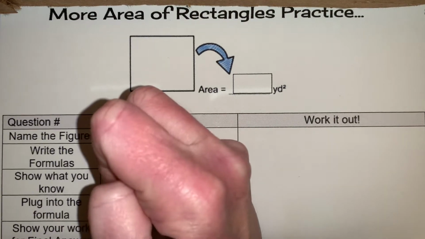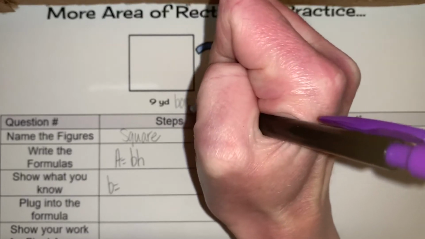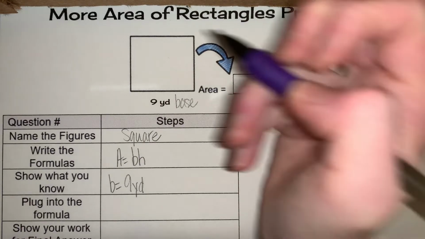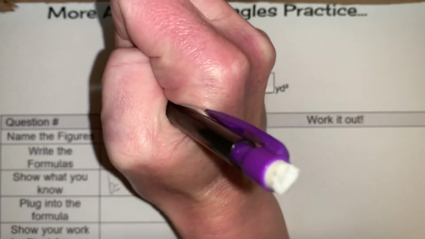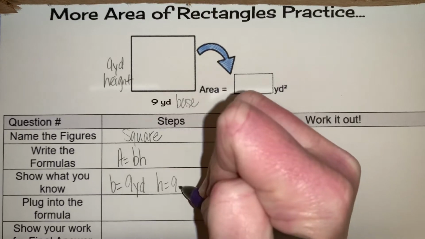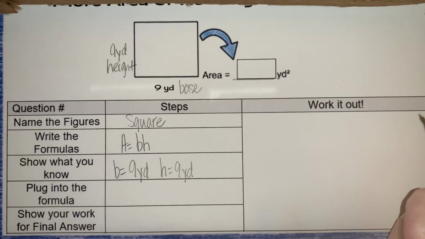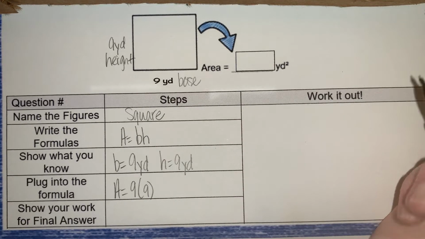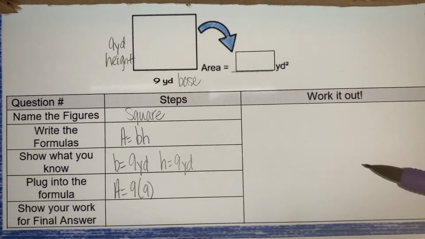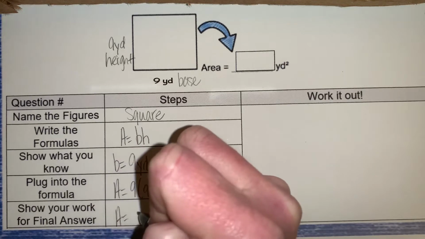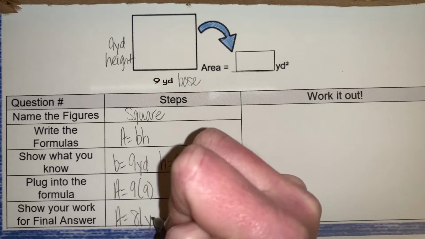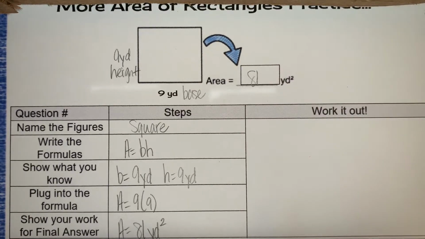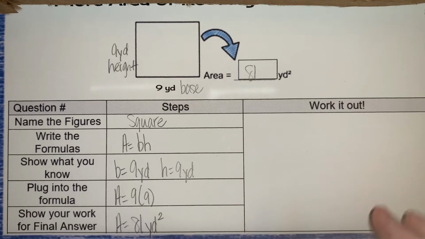When we show what we know, the base, which is this, is 9 yards, and because it's a square and all sides are the same, the height is also going to be 9 yards. We plug that into the formula. 9 times 9. 9 times 9 is a basic fact, so you really don't even have to show anything over here on Work It Out. 9 times 9 is 81. The unit of measurement is yards. And because we're finding area, it would be yards squared. So the area of that square is 81 square yards.